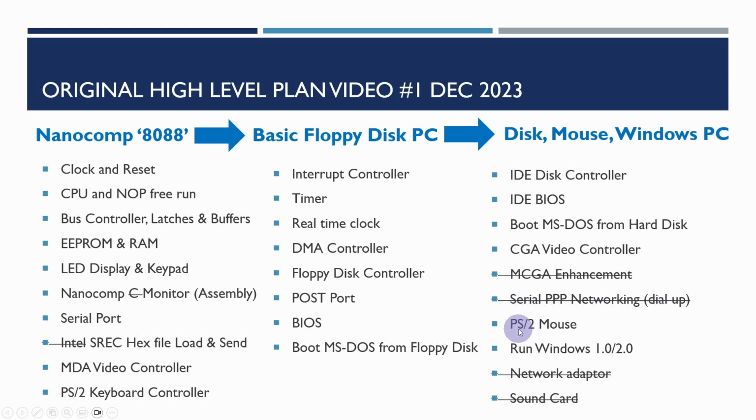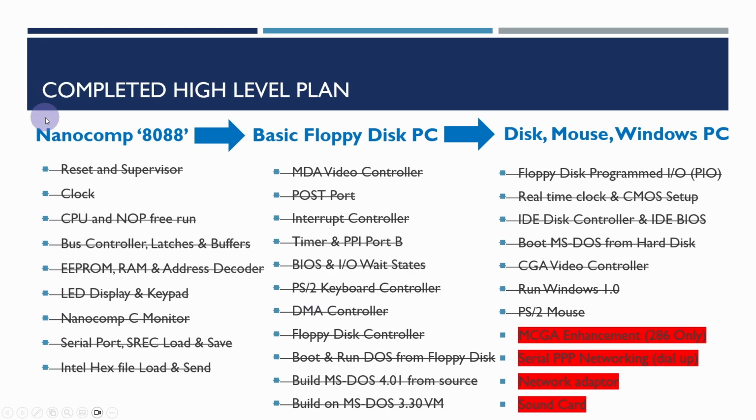We managed to get the PS2 mouse running on Windows 1 and 2 and also Windows 3, but for the network adapter, I do have a surface mount chip for doing this, and I would need to acquire a similar surface mount sound card. I decided to defer doing those until such time as I've actually reworked the board and made it more stable. So this is the completed high-level plan. These are all the bits as we've gone through it over time, and all I've done is resurrect some of these ones at the end here. These are the ones that we haven't done, but everything else we've actually gone through.